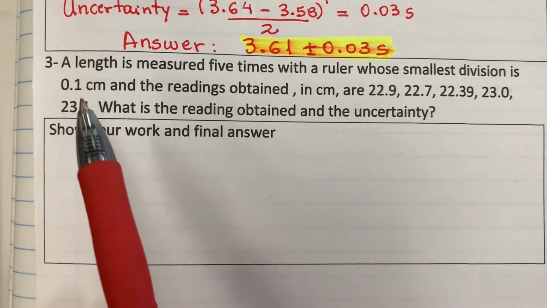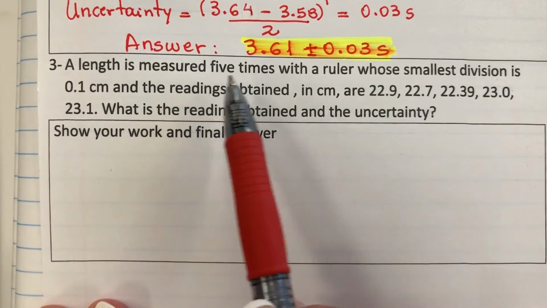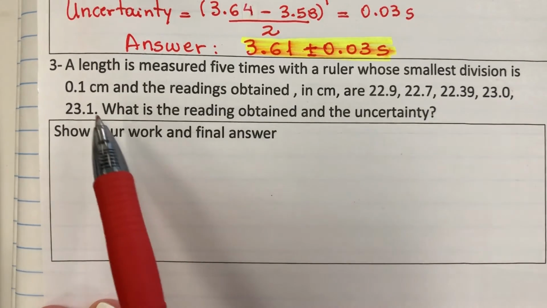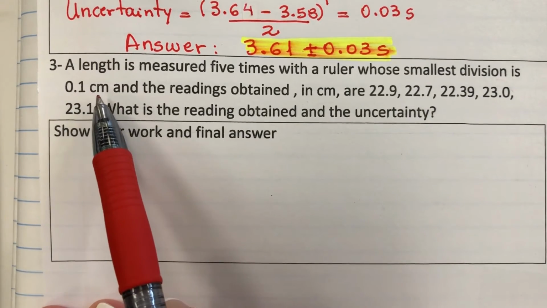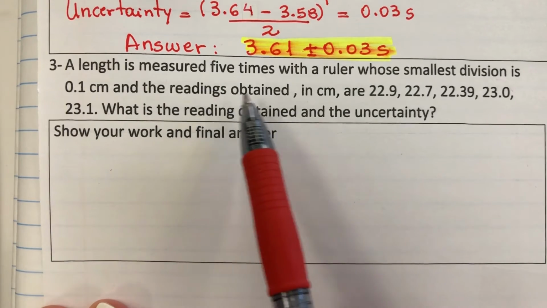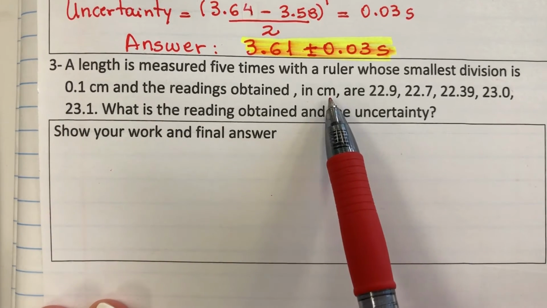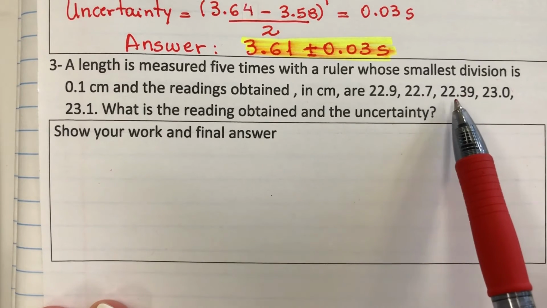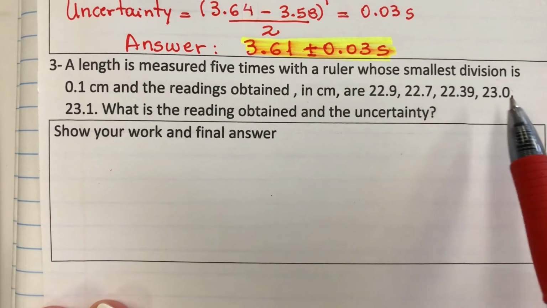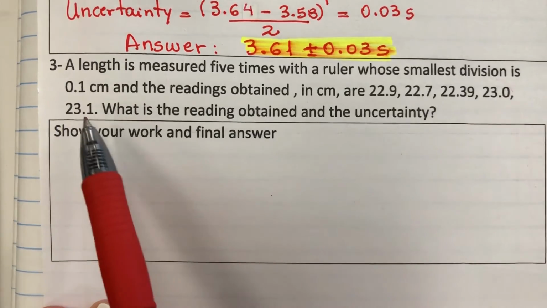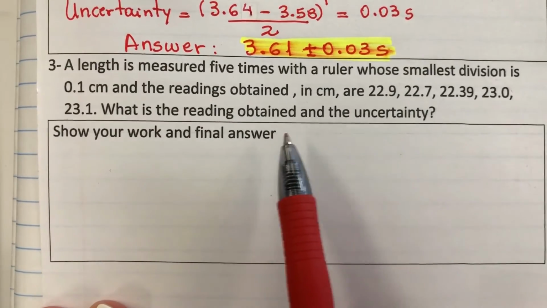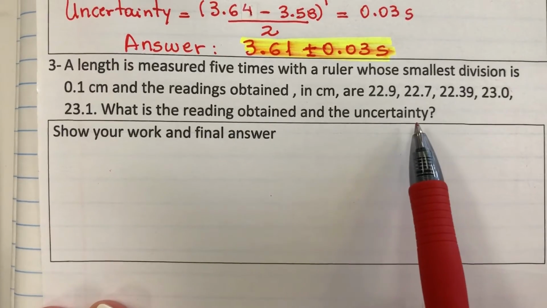Last problem. A length is measured 5 times with a ruler whose smallest division is 0.1 centimeter. And the readings obtained in centimeters are 22.9, 22.7, 22.39, 23.0, 23.1. What is the reading obtained and the uncertainty?